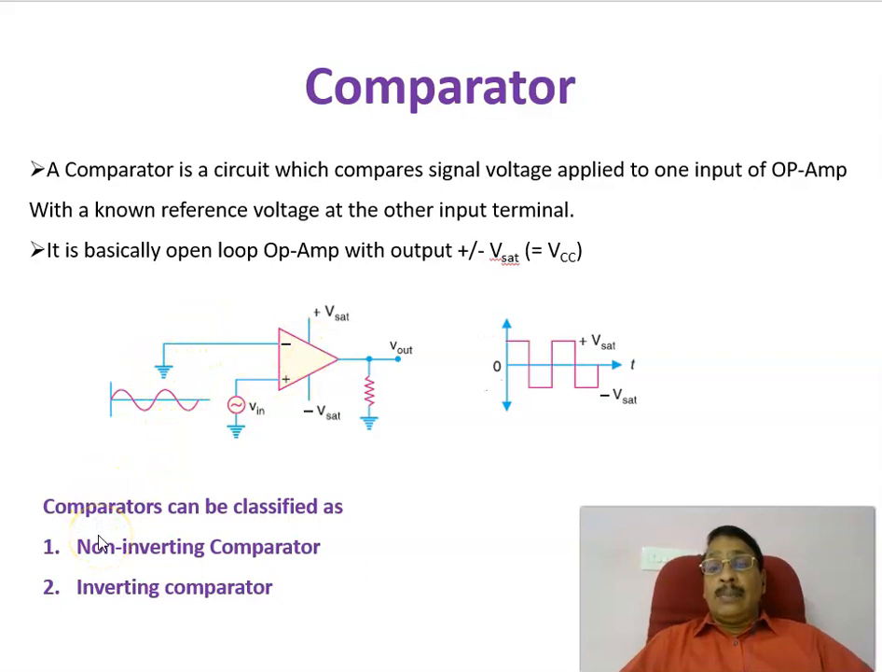Now, comparators can be classified into two types. One we call the non-inverting comparator. The second we call the inverting comparator. If you give the input to the non-inverting terminal, we call it a non-inverting comparator. Instead, if you give the input to the inverting terminal, it is called an inverting comparator.